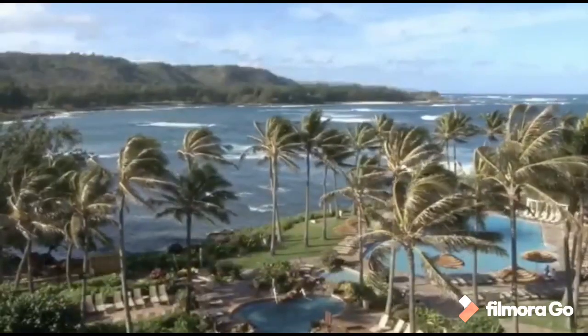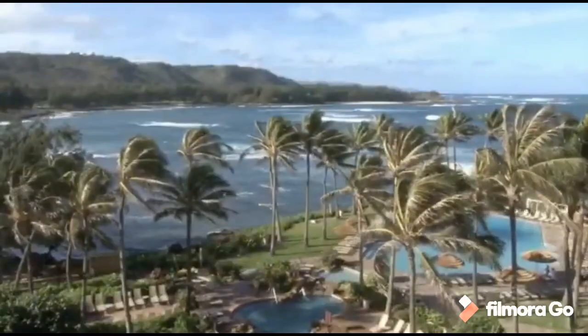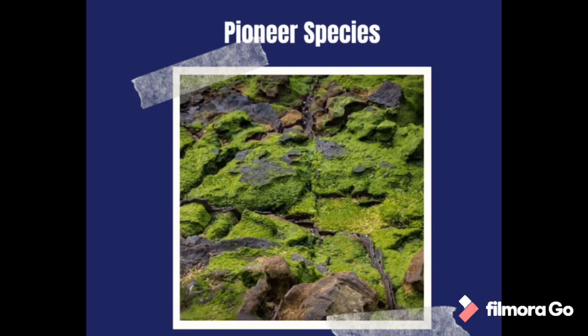For example, the island of Hawaii reformed from volcanic activities. The first species that colonized is called pioneer species, such as lichen and moss.